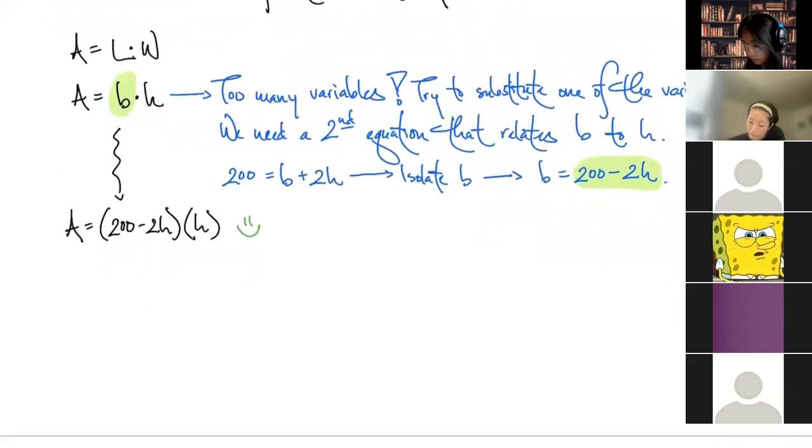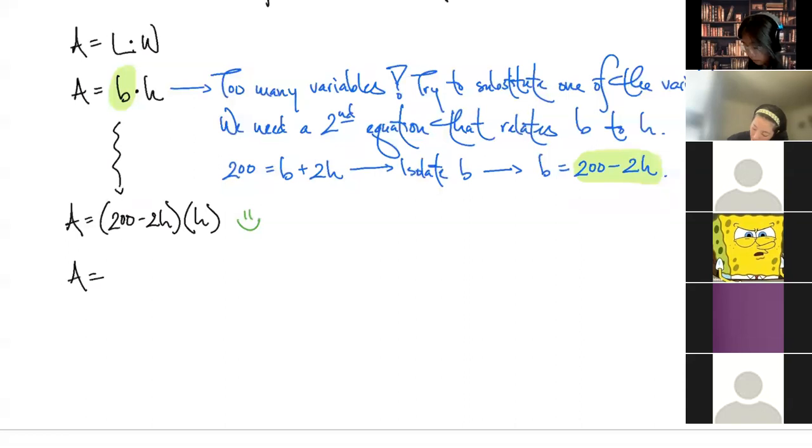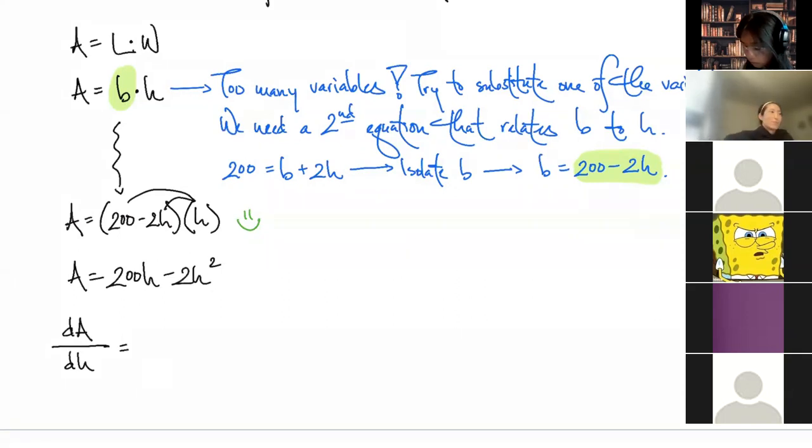so that's where we are now. Area equals, let me go ahead and distribute here, 200h minus 2h squared. The derivative of A with respect to h. Take that derivative on the right-hand side. What do we get when we take the derivative of 200h minus 2h squared? All right, so we'll get 200 and then minus not 2h, but 4h. Okay, all right, so we've got our derivative.